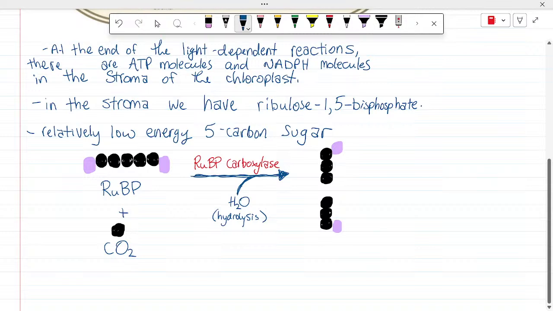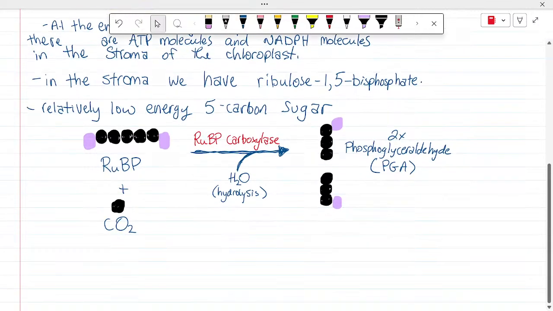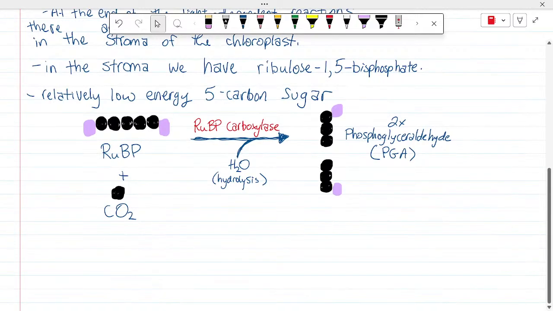And we've actually seen this molecule before. These are called phosphoglyceraldehyde. And we shorten that to PGA. All right, phosphoglyceraldehyde gets shortened to PGA, and we have 2 of them because they're a 3-carbon sugar. Okay, and maybe I do want to draw the oxygen.